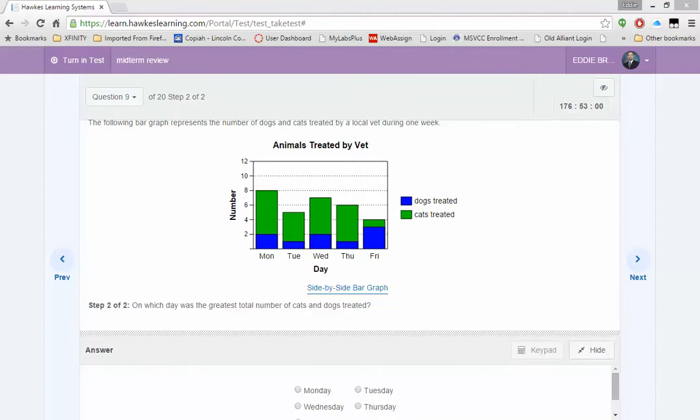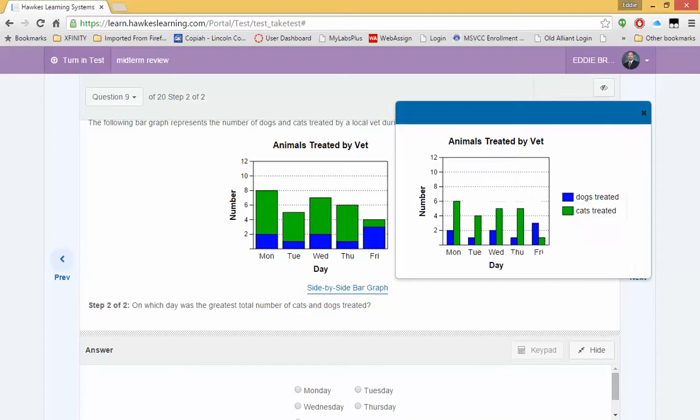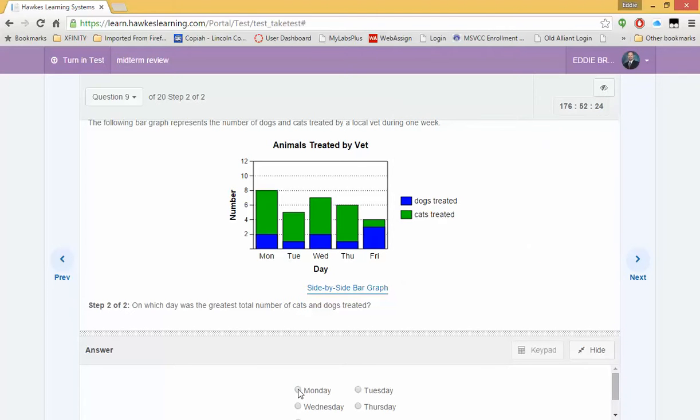Let's look at part 2. On which day was the greatest number of cats and dogs treated? Well, I guess this would be a time when having these graphs on top of each other would be useful, because this is both the cats and dogs, and so it looks like Monday is the winner. If you were looking at the side by side, you need to add like 2 and 6 together and get 8, and that would be the largest of any of these if you added the 2 together. So Monday is the winner.